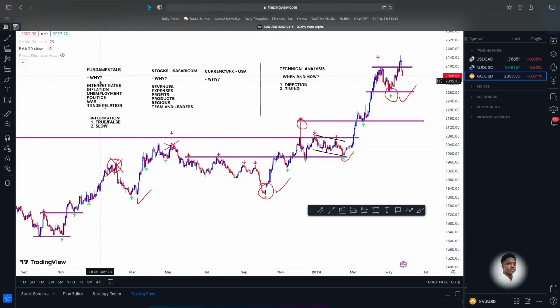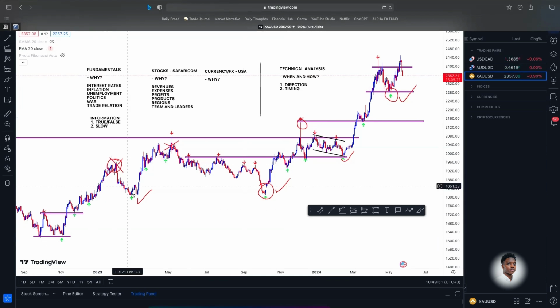So that's what I want to get into right now. I've talked about fundamentals, which answers the question why. Why is the market going up? Why is the market going down? Or why is it moving sideways? Because markets can do any of those three things: go up, go down, or go sideways, like what you're seeing here.